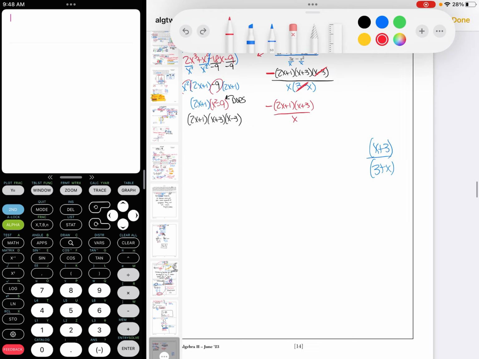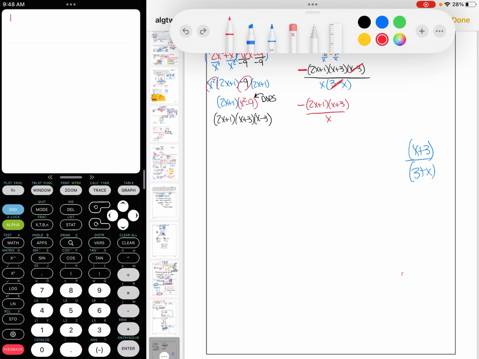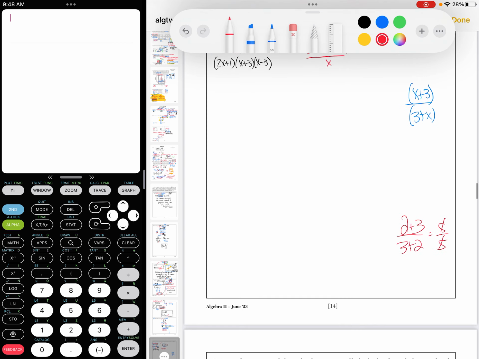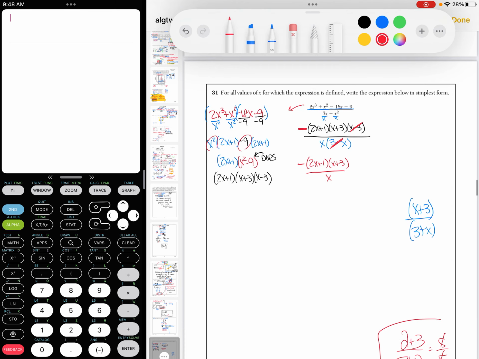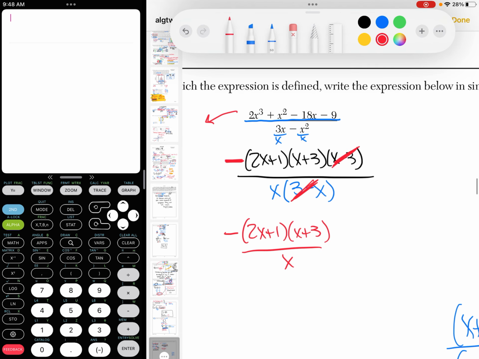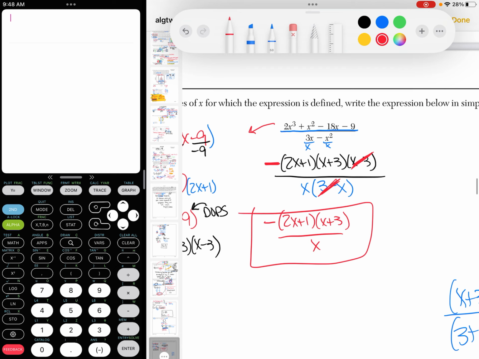So think about it like, even if you just had a number, 2 plus 3 over 3 plus 2, that's 5 over 5. Those would cancel, they're identical. But if you had 2 minus 3 over 3 minus 2, that would be negative 1 over 1. The ones would cancel, but you would be left with that negative. So that's why when they're flip-flopped over a negative like this, we put that negative out in front to make this my final answer.